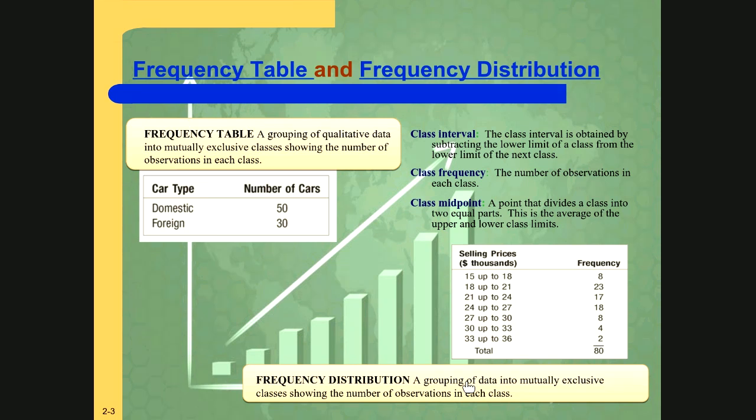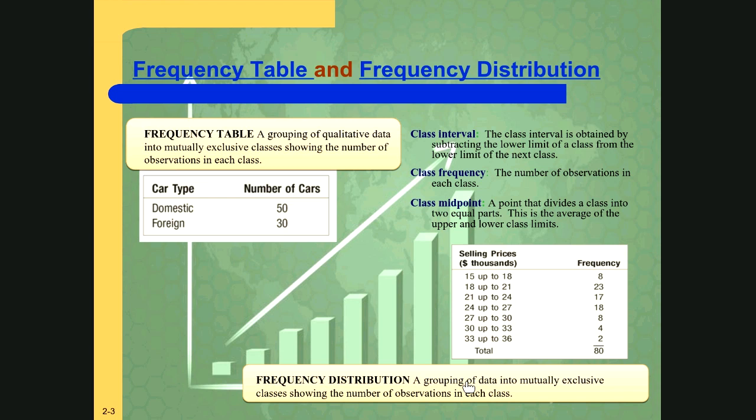And as part of the frequencies, we have a class interval, and class intervals are obtained by subtracting the lower limit of a class from the lower limit of the next class. So if you see on the bottom right-hand corner, there's a little chart there, selling price in thousands of dollars. Those are classes, 15 up to 18, 18 up to 21, and so on. And then beside it, you'll see the frequency. So in the first one, 15 up to 18, you have 8 occurrences. In the next one, 18 to 21, you have 23 occurrences.